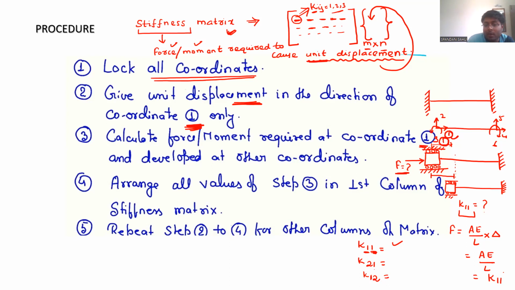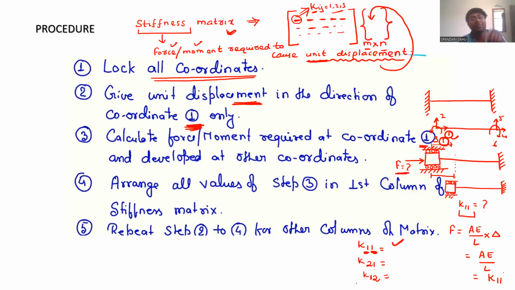See, K11 represents that you want to give unit displacement along coordinate direction 1. So, for producing unit displacement along coordinate direction 1, the amount of force you want to give along that coordinate direction is K11. Is this K11 part clear? Yes, sir. Now come to K21.